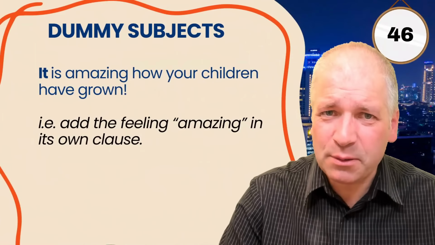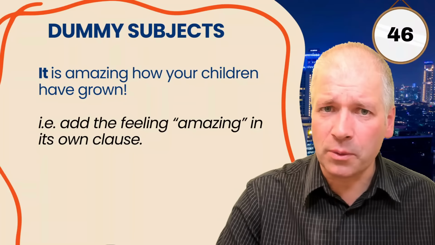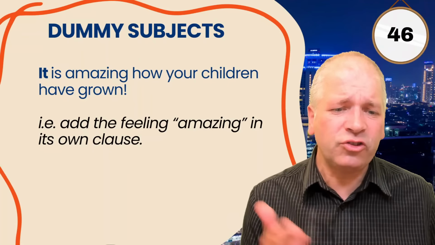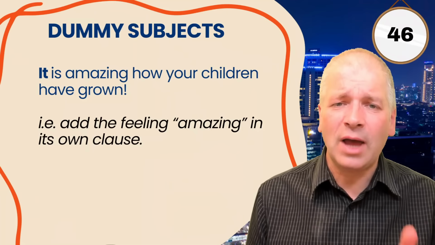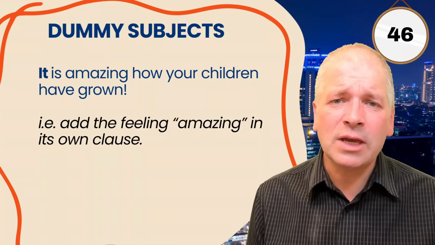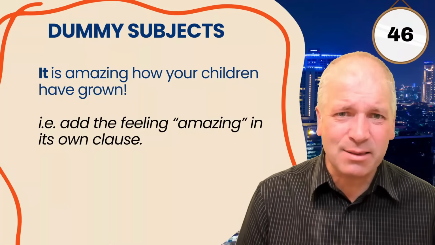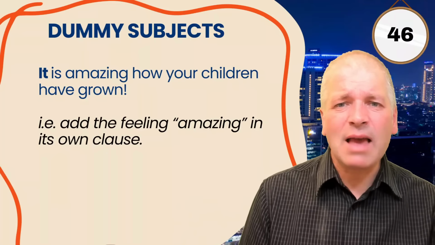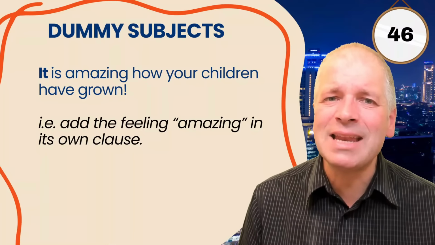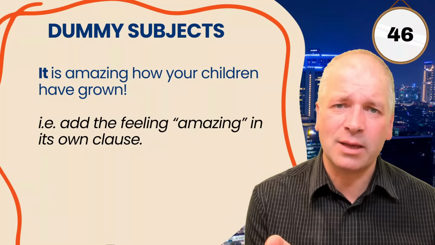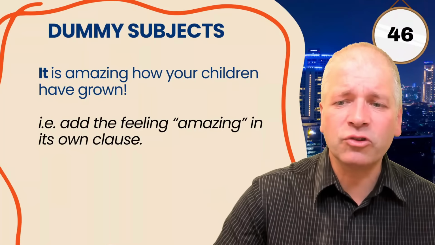Dummy subjects is something that's often used in English. Look at this. It is amazing how your children have grown. The sentence is really just your children have grown, and you want to add a comment about it being amazing, about your children have grown being amazing. So we can do that by simply adding amazing at the beginning of the sentence. But we can't say amazing, your children have grown. We need to have a proper clause. So we introduce it is with it being a dummy subject. It doesn't mean anything. It just enables us to put amazing into the sentence. The situation is amazing. In other words, it is amazing how your children have grown.